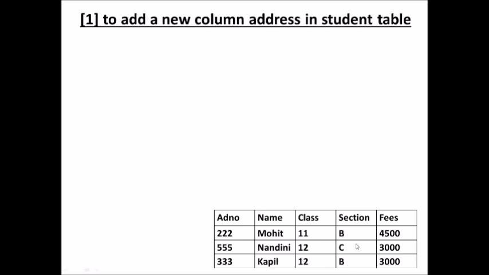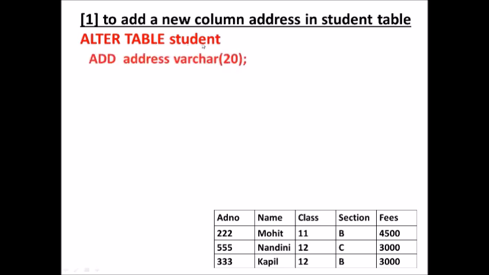Suppose this is the table student and you want to add a new column address. So there is no address column and I want to add a new column address here. So the command will be alter table student. I told you alter table command is followed by the name of the table. Then add keyword is used to add a new column. And this is the column name I want to add, and this is the specification of the column, that is the data type is varchar and the size is 20.